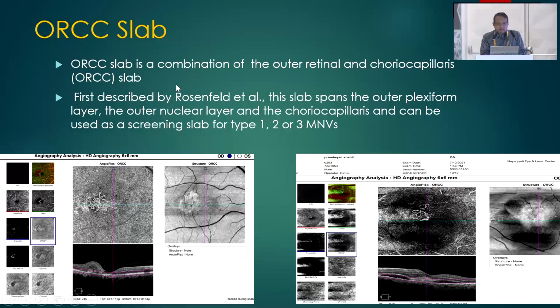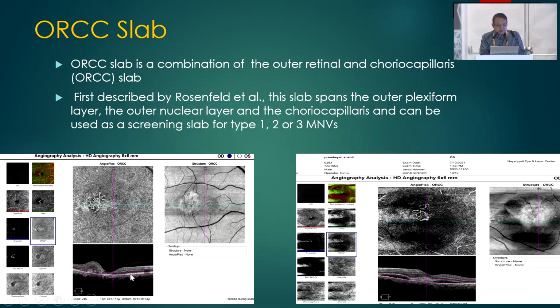The ORCC slab is a combination of the outer retina and choriocapillaris. It was first described by Rosenfeld et al. The slab spans from the outer plexiform layer to the outer nuclear layer. The choriocapillaris can be used as a screening slab for type 1, type 2, and type 3 CNVs.